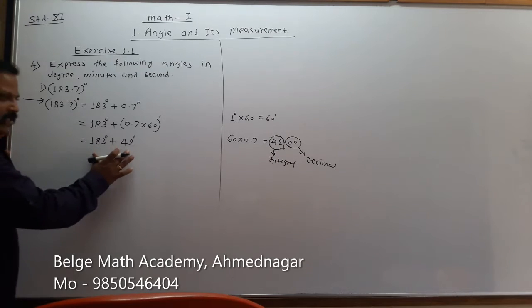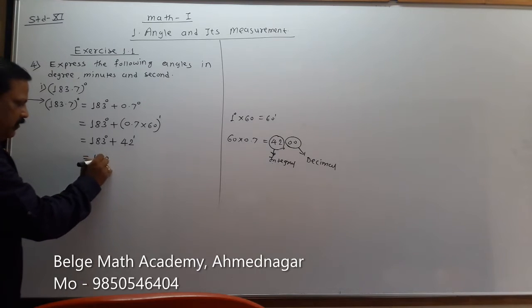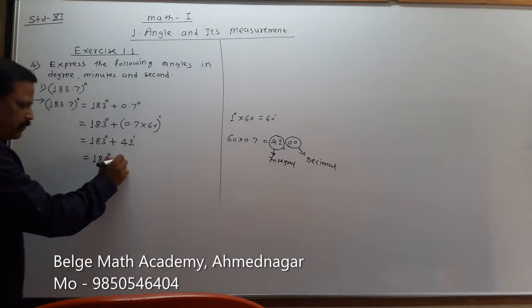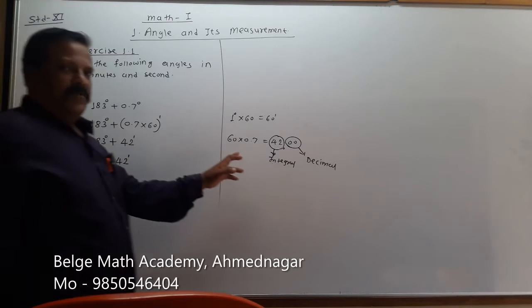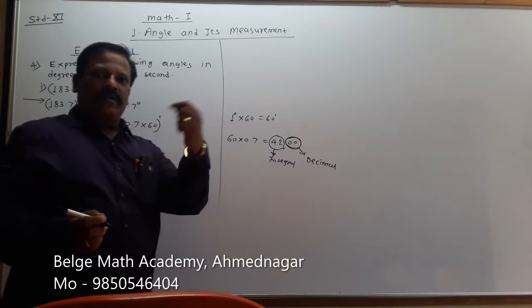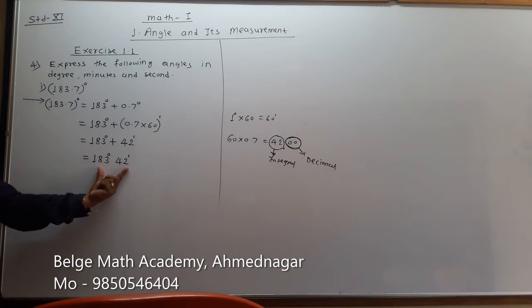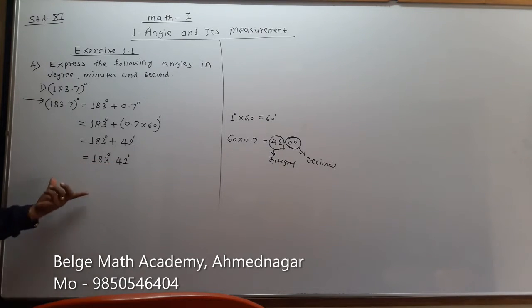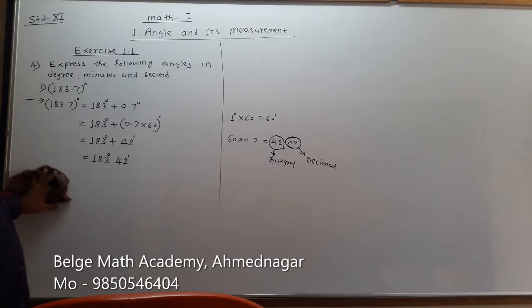And if this process is completed, then this will be written as 183 degree and 42 minutes. In this multiplication, the decimal part is 00. That's why it is not converted into seconds. So it will be 0 seconds, or simply written as 183 degree and 42 minutes. So that is the required angle converted into degree, minutes and second. That is the first example.